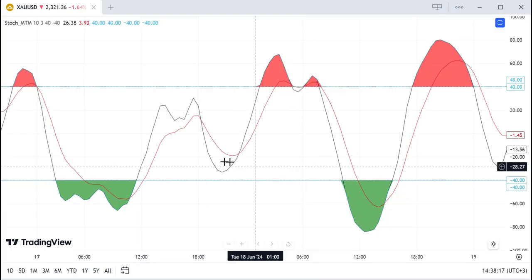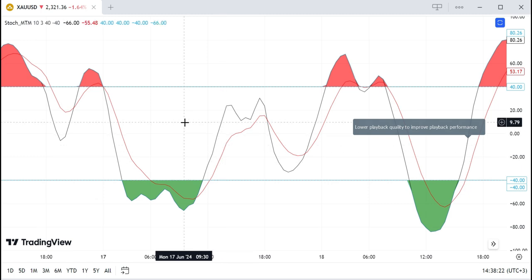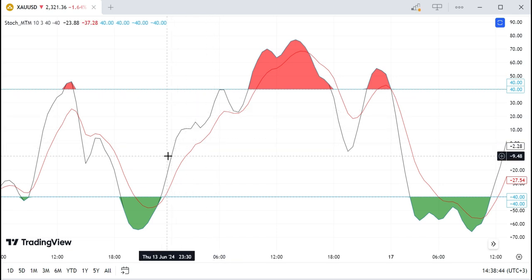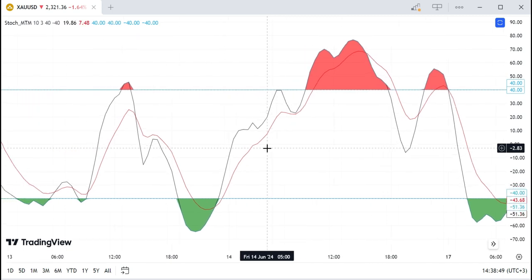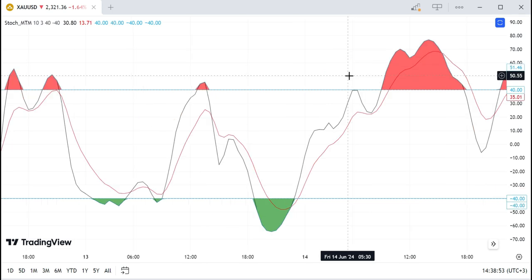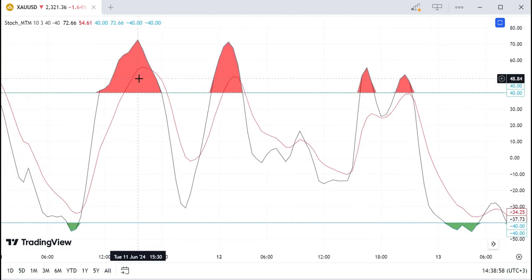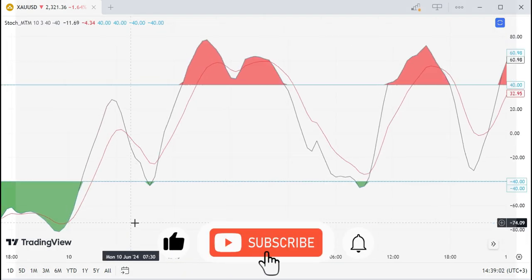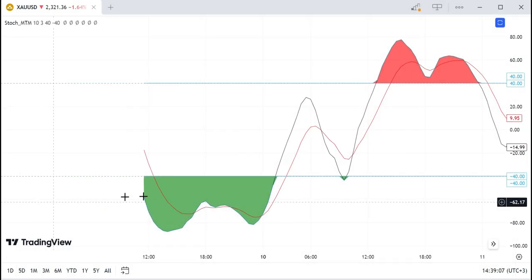Without getting too technical, the SMI indicator has two lines which oscillate between -100 and +100. The black line is called the SMI line or simply the main line, while the red one is called the signal line. When the SMI lines are above +40, it suggests that the asset might be overbought, meaning the price has gone up too quickly and could come down soon. On the other hand, when the lines are below -40, it indicates that the asset might be oversold, meaning the price has dropped too fast and could go up soon.